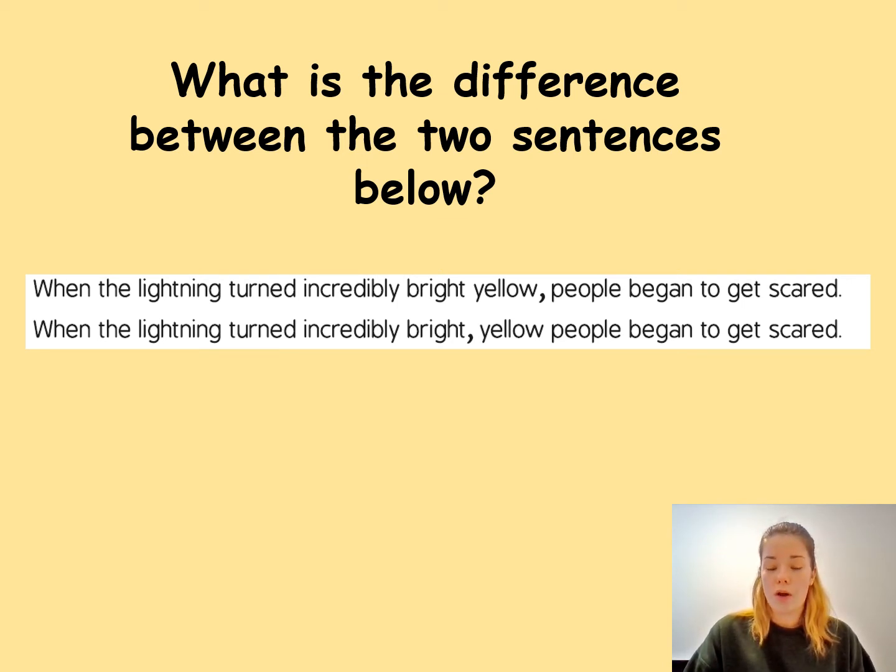In sentence 1, because of where the comma has been placed, we can tell that the lighting is turning bright yellow. Whereas in sentence 2, because the comma comes before yellow, it makes us believe that the people are yellow. So like the Simpsons, they're yellow people.